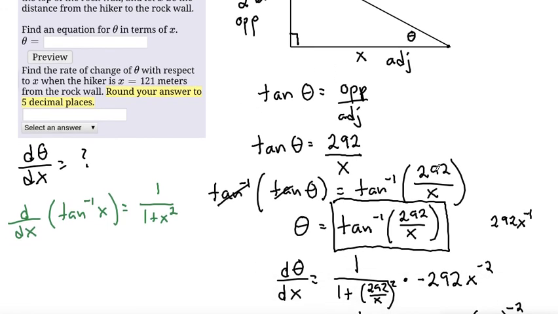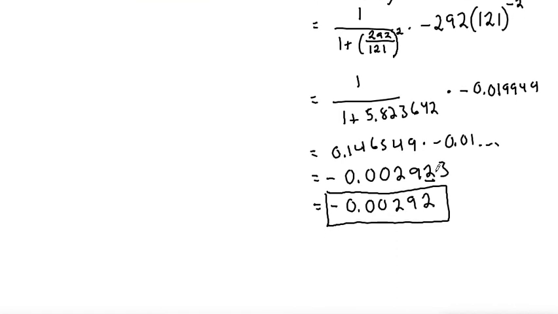But the answer would also have a unit of, because it's d theta dx, radians per meter, because the top is a change in the angle, which is a unit of radians, and the bottom is dx, which is the x is in a unit of meters.